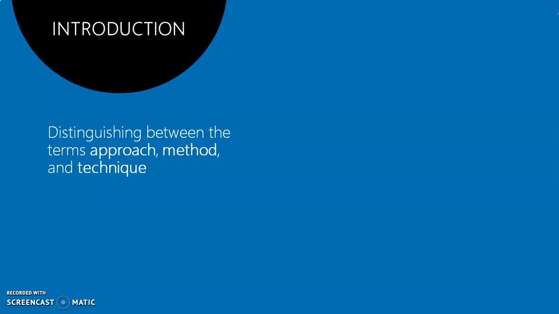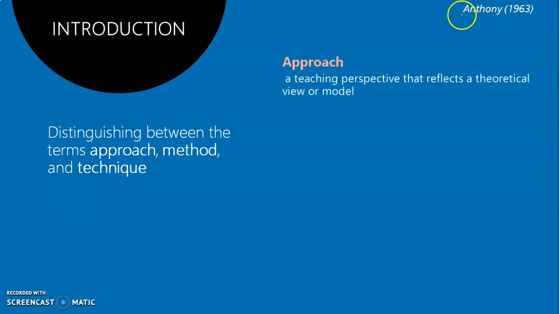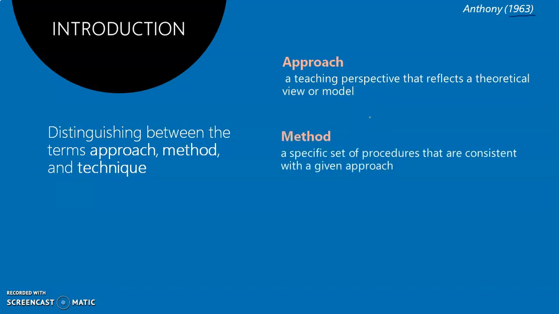First, let's distinguish between the three terms approach, method, and technique. We will begin with an old definition, 1963 by Anthony. Approach: a teaching perspective that reflects a theoretical view or model, and this is what we had discussed in chapter 4. Then we move to the method, which is a set of procedures that are consistent, that is related to a certain approach.